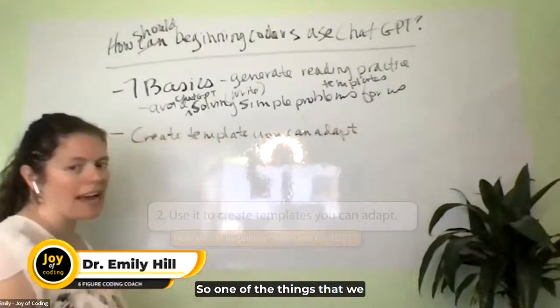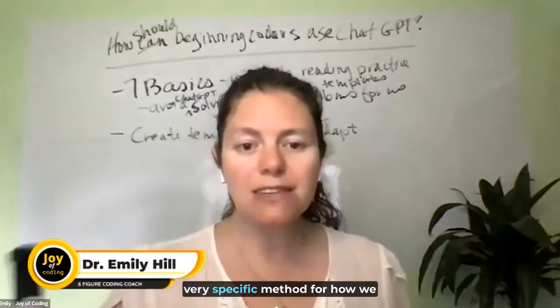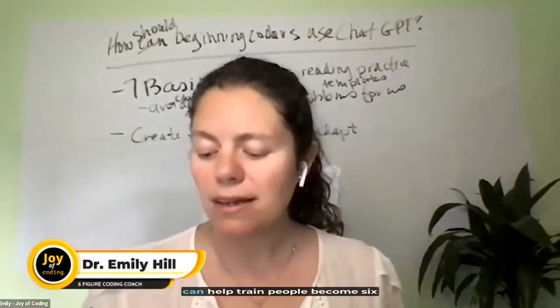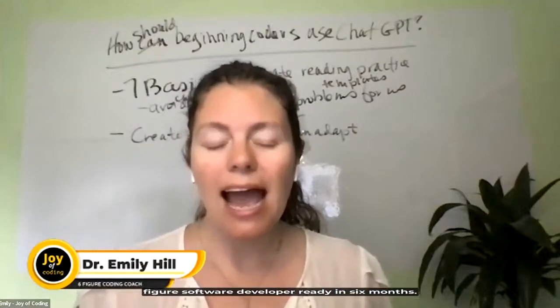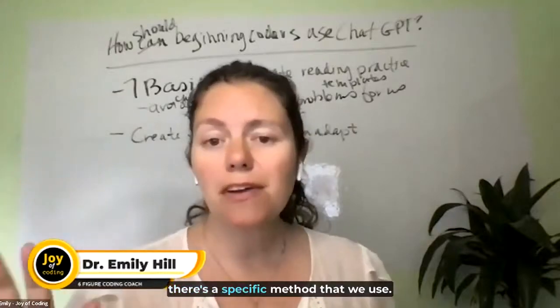So one of the things that we advocate in the Joy of Coding Academy, there's a reason why we have a very specific method for how we can help train people become six-figure software developer ready in 6 months. And it's not just like, oh, you go crazy working 80-hour days and you get there. No, there's a specific method that we use.